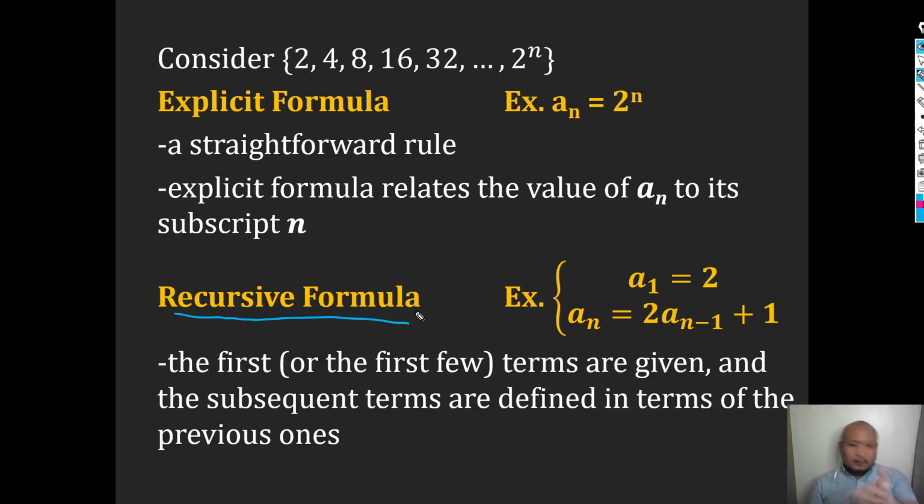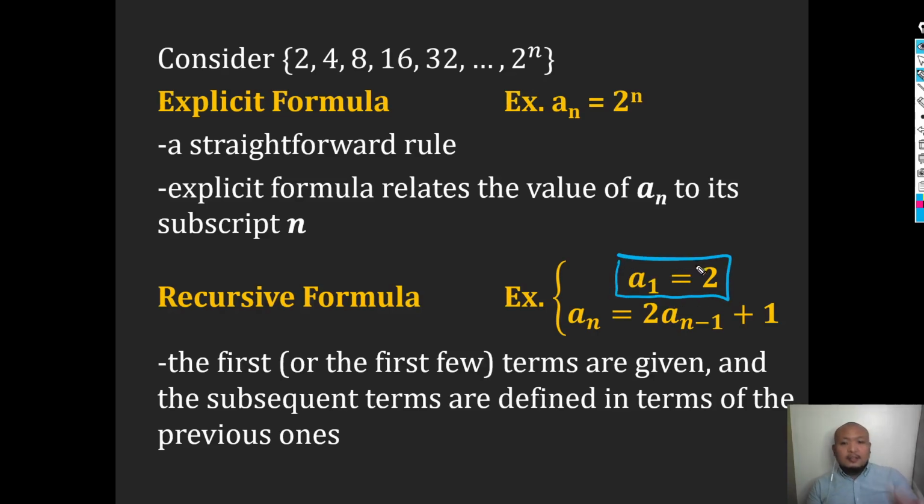Now, look at this example right here. This is a recursive formula. Generally, they are given in lines of equations. And recursive formulas will always have at least 2 lines. Wherein the first line is generally the first term of the sequence. Katulad nito, A sub 1 equals 2.